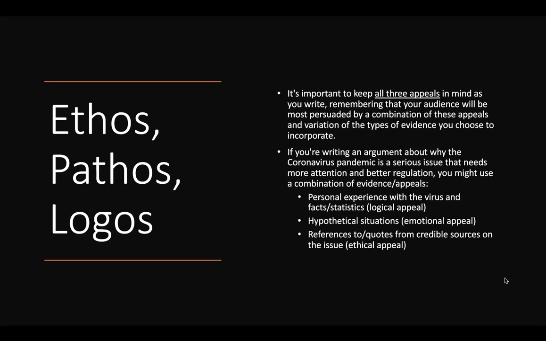If you're writing an argument about why, for example, the COVID pandemic is a serious issue that needs more attention and better regulation, you might use this combination of evidence or appeals. Your own personal experience with the virus, and then facts and statistics of the pandemic. So that would be your logical appeal. Then hypothetical situations where you create potential situations relating to COVID that might appeal to your readers' emotions and tug at their heartstrings a little bit. And then references to and quotes from credible sources on the issue, which is going to appeal to the ethics or the trustworthiness aspect of your writing.